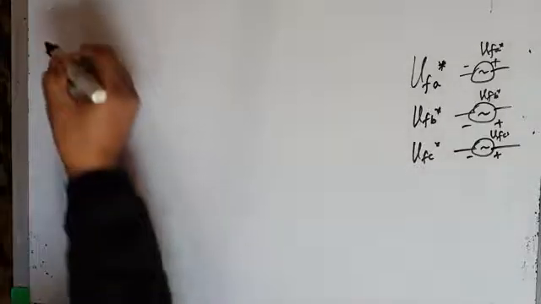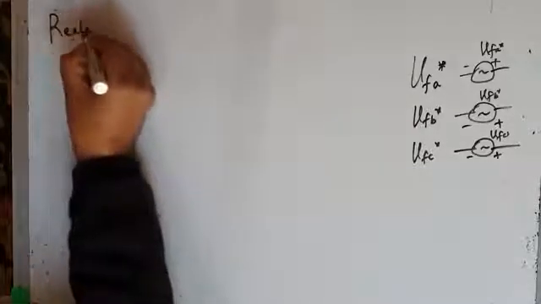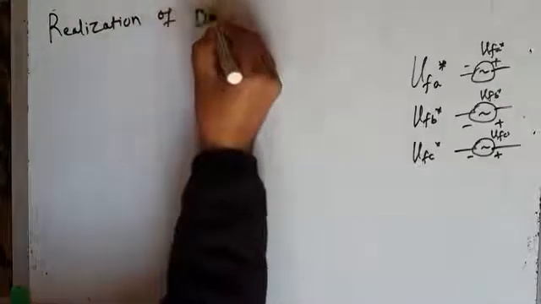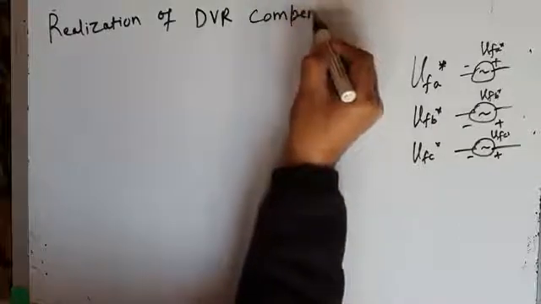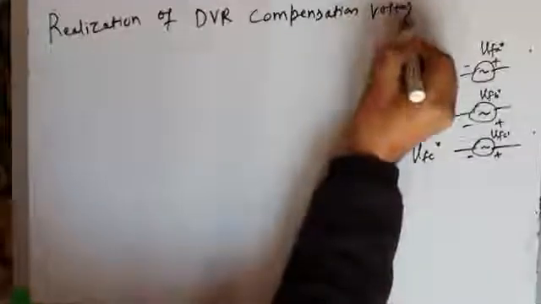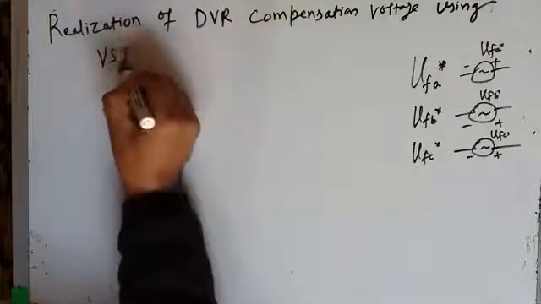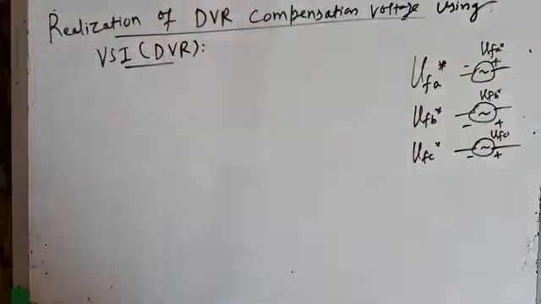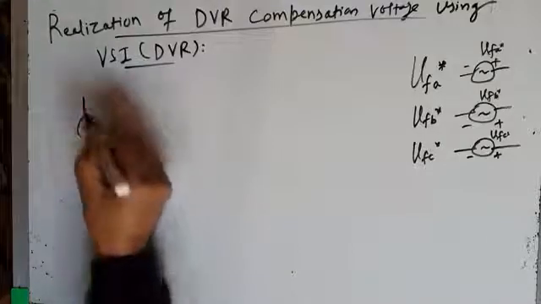I will now write here a practical realization, or simply, realization of DVR compensation voltage using VSI, voltage source inverter, which will act as a DVR, dynamic voltage restorer. So simple schematic diagram is like this.